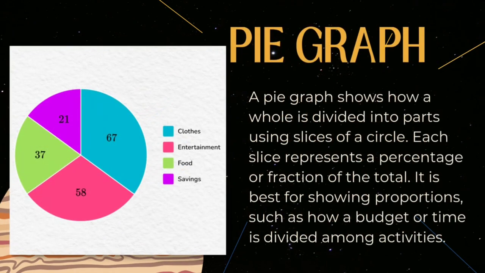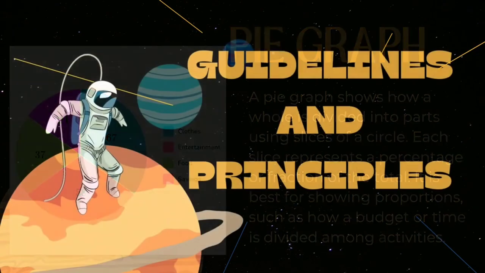A pie graph shows how a whole is divided into parts using slices of a circle. Each slice represents a percentage or fraction of the total. It is best for showing proportions, such as how a budget or time is divided among activities.